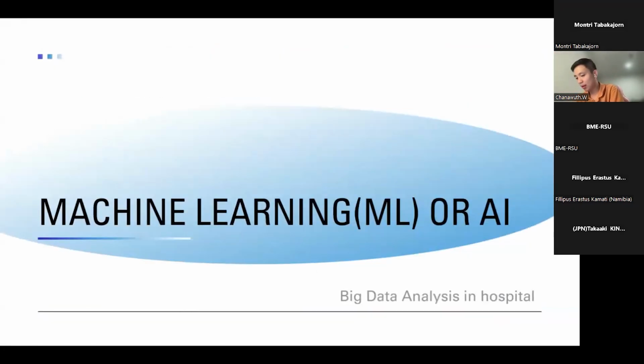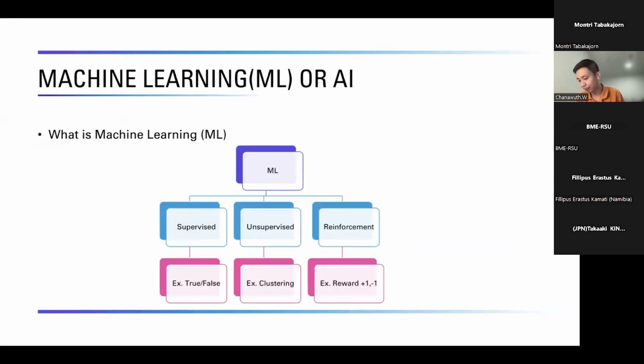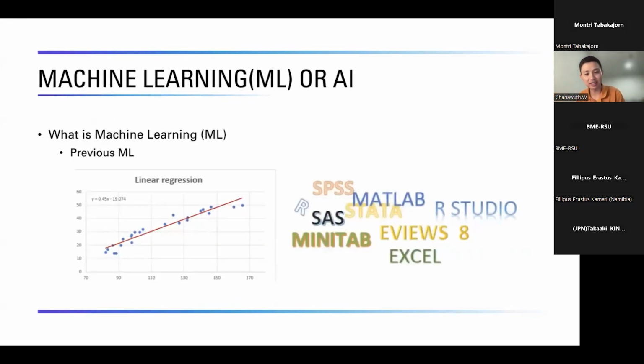Okay, next topic, machine learning or AI. I think everybody knows what machine learning and AI are. Machine learning is some models, some algorithms, some formulas, using historical data to make forecasts for the future. For example, for ML, machine learning, in the previous time, everybody knew linear regression. This is like ML in the previous time, and all the tools in the previous time, SPSS or MATLAB, Studio, Excel, for example.